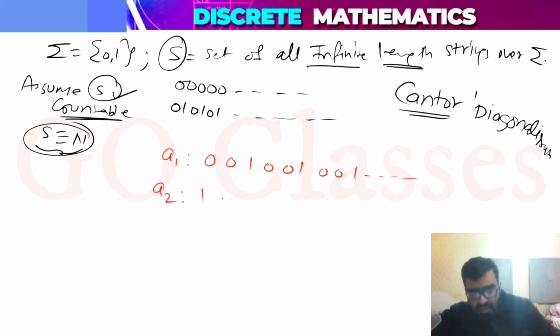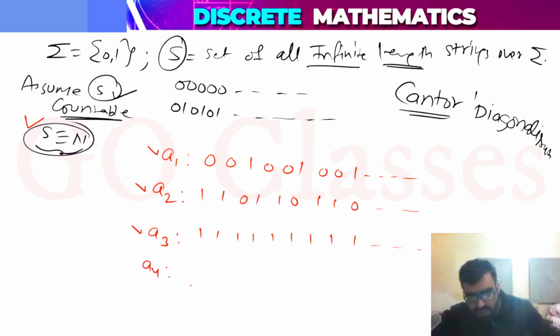Let's assume this is the second element. Anything I am writing, okay. I don't know what that sequence is, and I don't know what that one-to-one correspondence is. So I am randomly writing anything. Because there is a one-to-one correspondence, definitely there is a first element, second element, third element. So definitely there is a sequence of this type, and so on.